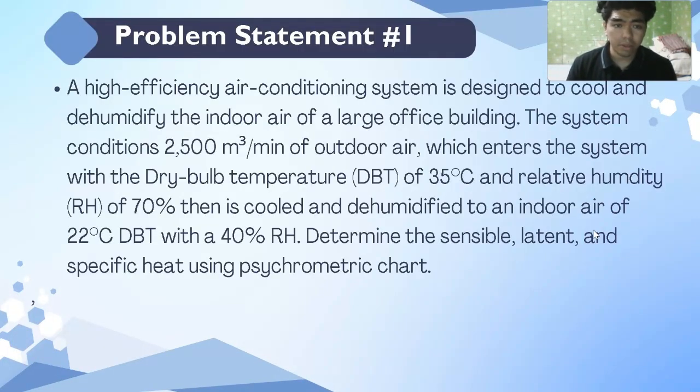Problem statement number one. A high efficiency air conditioning system is designed to cool and dehumidify the indoor air of a large office building. The system conditions 2,500 cubic meters per minute of outdoor air, which enters the system with a dry bulb temperature of 35 degrees Celsius and relative humidity of 70%. Then it is cooled and dehumidified to an indoor air of 22 degrees Celsius (dBT) with a 40% relative humidity. Determine the sensible, latent, and specific heat using the psychrometric chart.